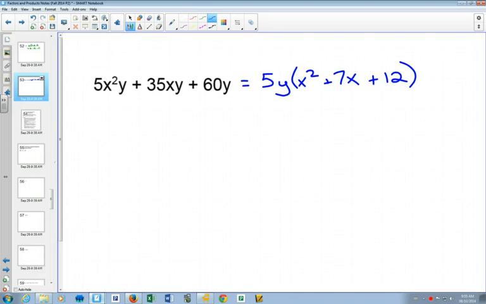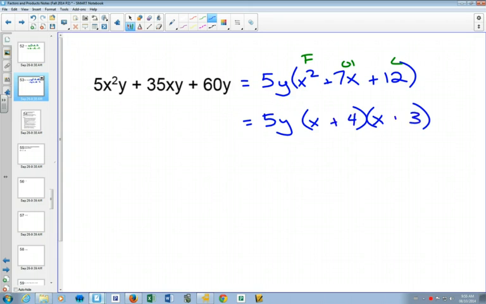Inside the brackets is a trinomial. So then we see, could this be the reverse of FOIL? Well, if it could be, this would have to be x and x, two numbers that multiply to 12, and then the outside and the inside needs to make 7, while 4 and 3 will work. And this is factored completely.